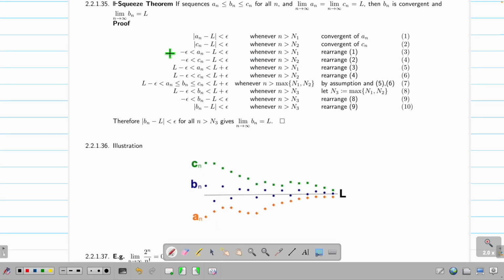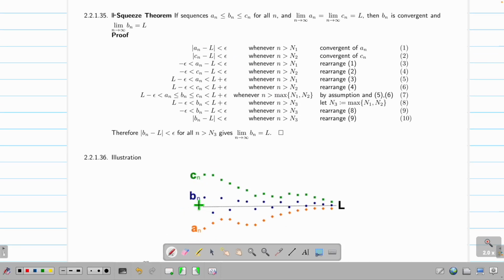If I have three sequences A, B, C, and my sequence B is always squeezed between the other two sequences, and these two other sequences have the same limit, then my sequence B also has the same limit. This is called the squeeze theorem. If Bn is squeezed between An and Cn for all n, and An and Cn have the same limit, then Bn converges to the same limit.